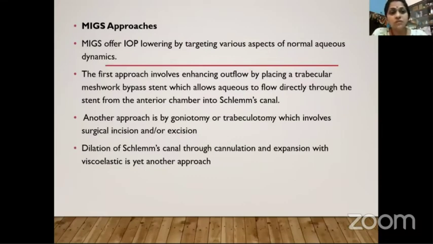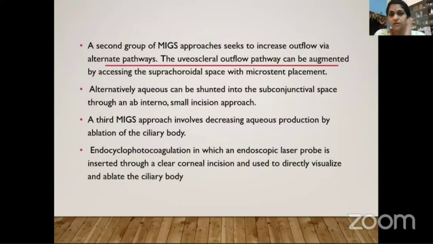So MIGS offers IOP lowering with various aspects also. The first approach is by placing a stent which bypasses the juxtacanalicular meshwork, which is supposed to be the highest place of resistance in the conventional outflow. Another approach is by goniotomy and trabeculotomy, where we excise or surgically incise the tissue. We also dilate Schlemm's canal, and by cannulation by visco and to the collector channels, there's increased drainage of the aqueous. Second group of MIGS is via alternate path.